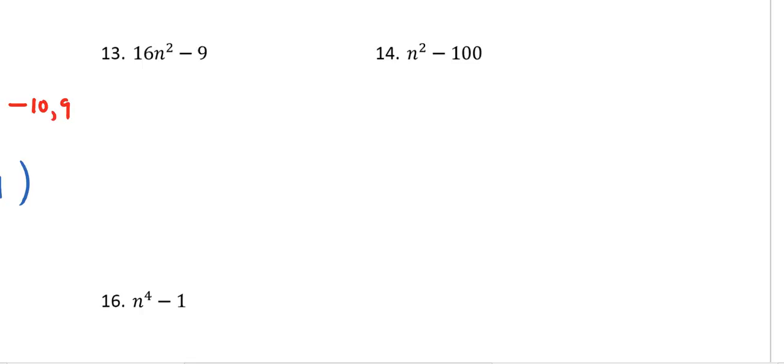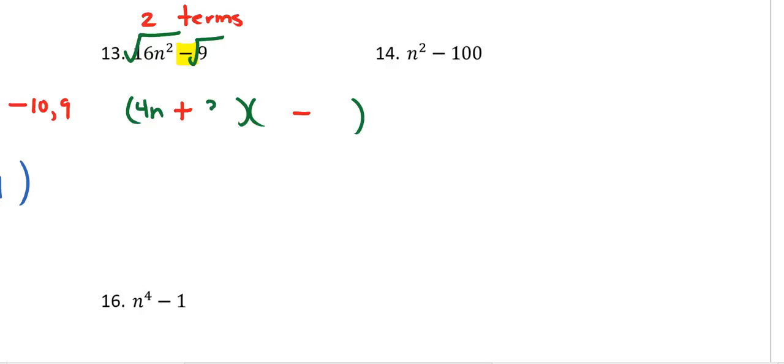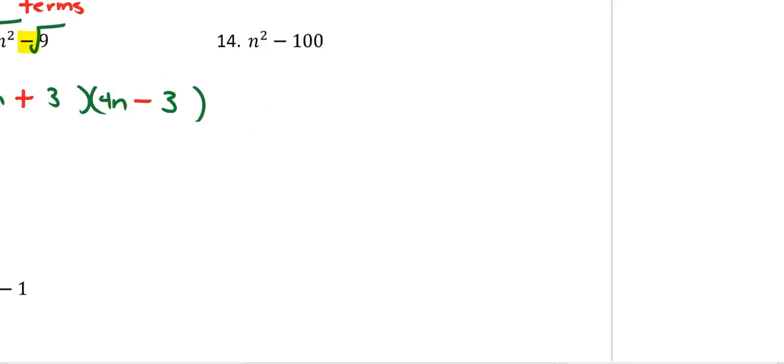For the next few questions, you'll notice that I just have two terms now, and when you have two terms and a minus sign in the middle, this is called the difference of squares factoring. For difference of squares, you always need two brackets, and the signs will always be plus and minus, and then all you have to do is take the square root of each term. So this will be 4n, and that will be 3, this will be 4n, and this will be 3, and that one's done. Next one.